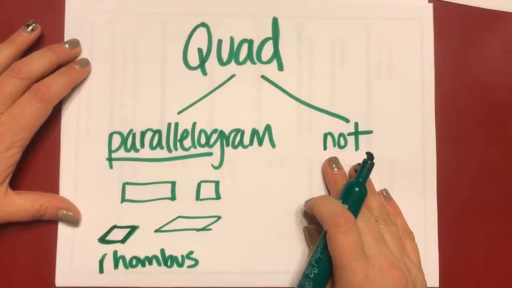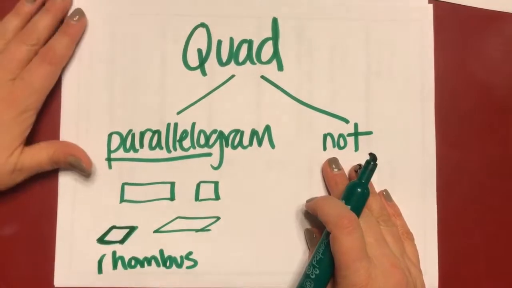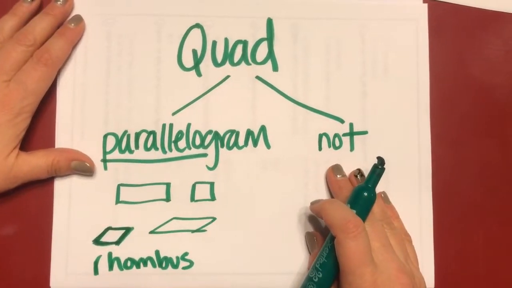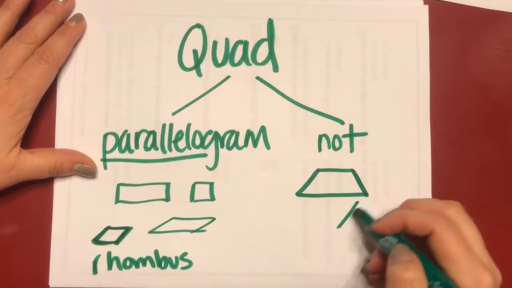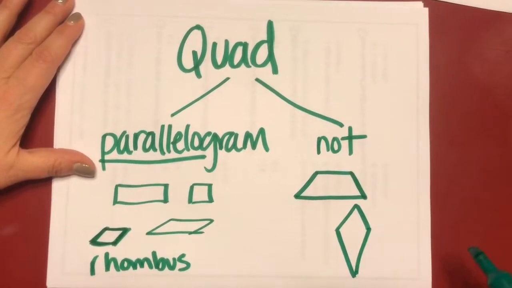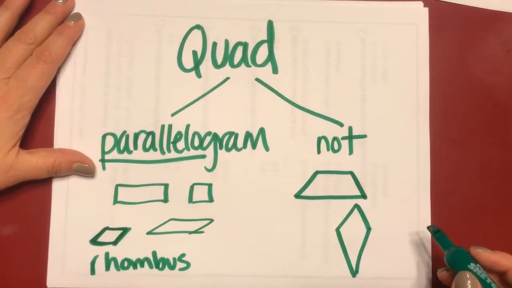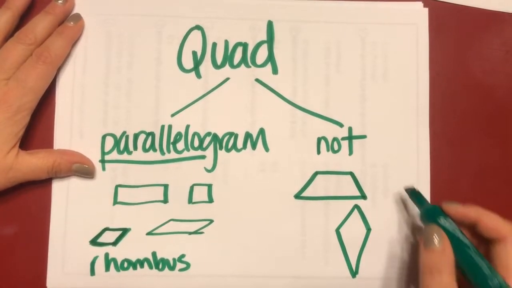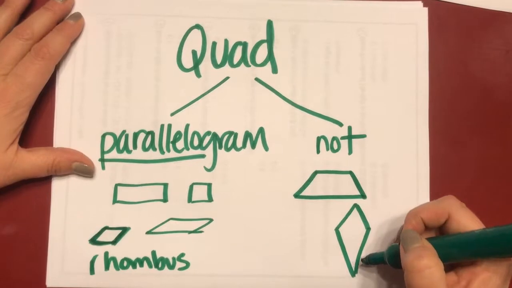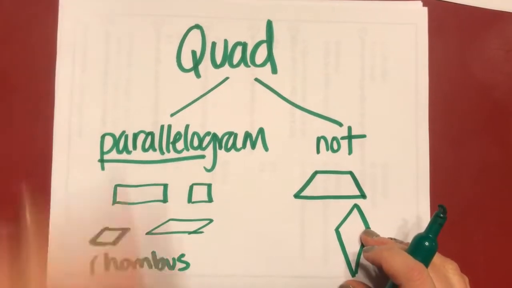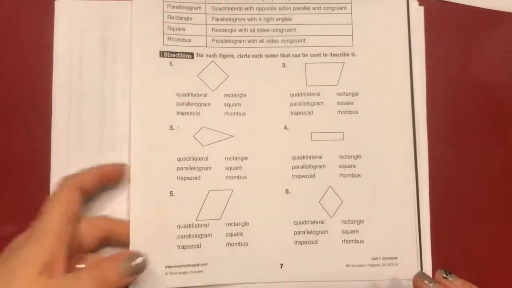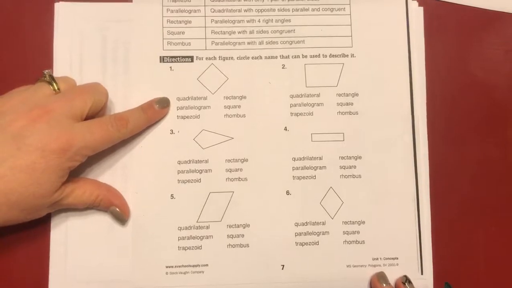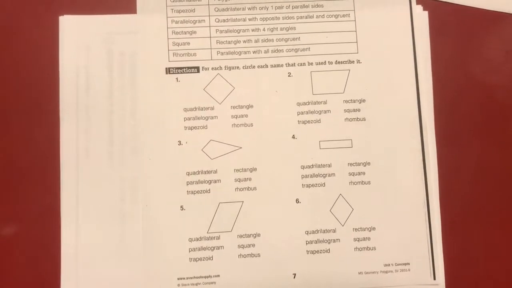Now over here we also take our quadrilaterals, we split them out, and we have things that are not parallelograms. So a trapezoid is not a parallelogram. A kite is not a parallelogram, okay? And so we could split it out into those things that are not, right? So what you need to be able to do is know all of this vocabulary, know all of these different things about shapes, so that you can label shapes with all of the different names that they have.